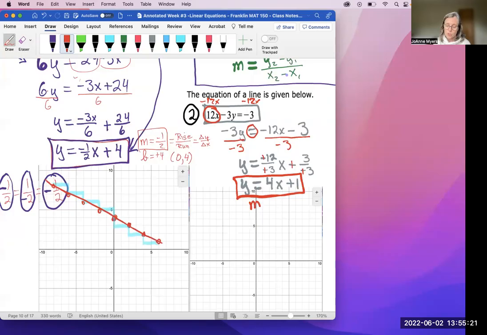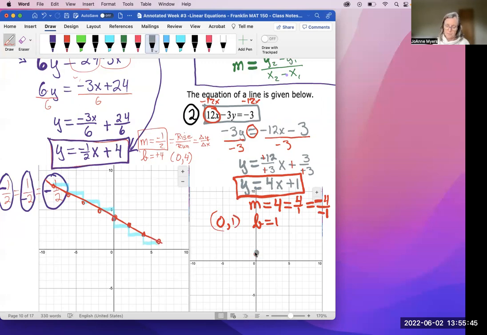All right, y equals 4x plus 1. This tells me my slope is 4. I like slope as a fraction. 4 is the same thing as 4 over 1. It's also the same thing as negative 4 over negative 1. My b is 1, so that tells me that (0, 1) is my y-intercept.